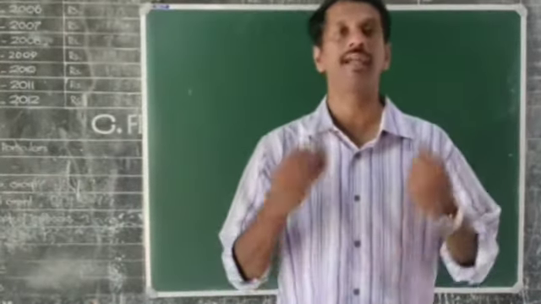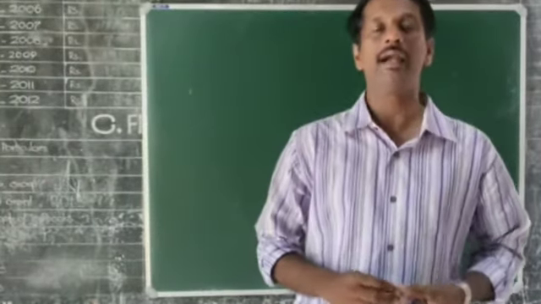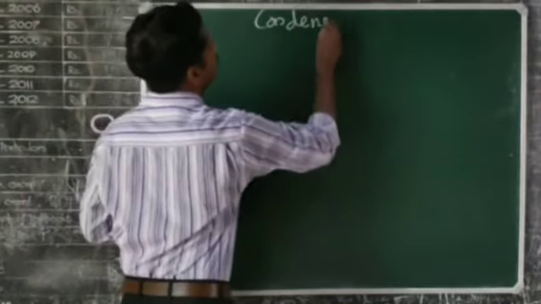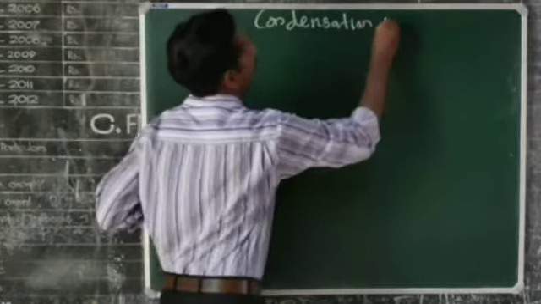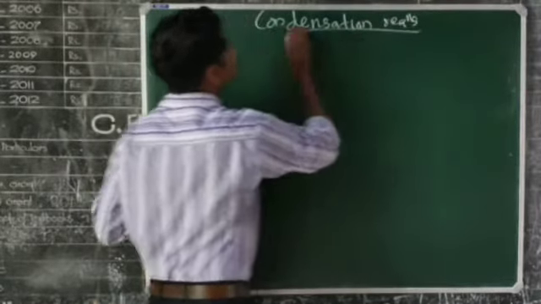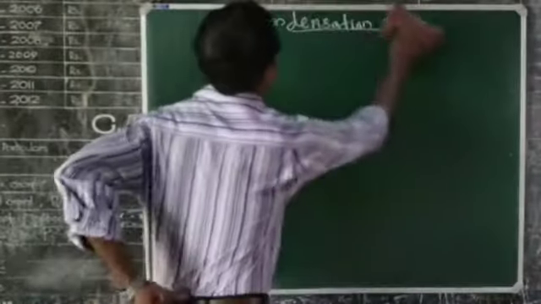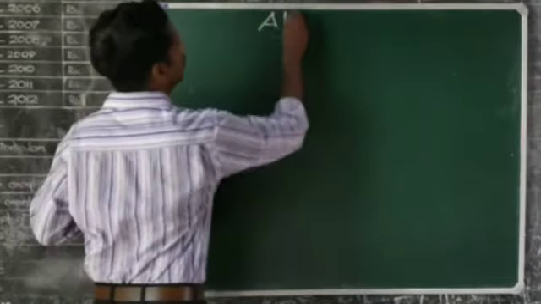Next is condensation reactions of aldehydes and ketones. Condensation reactions of aldehydes and ketones. The first one is aldol condensation. Aldol condensation.